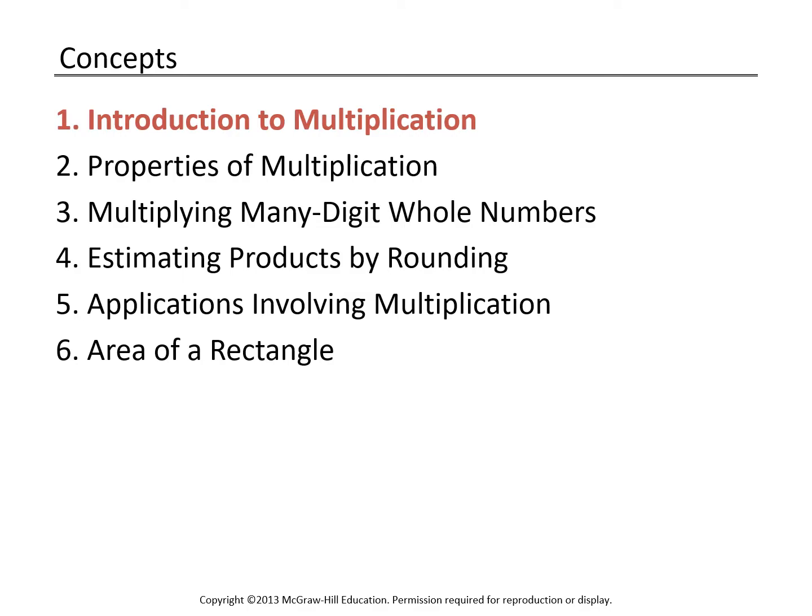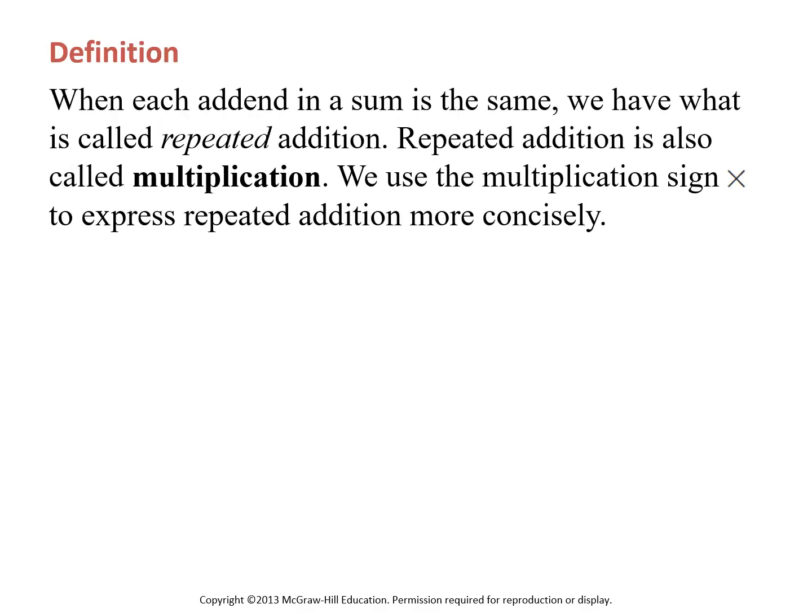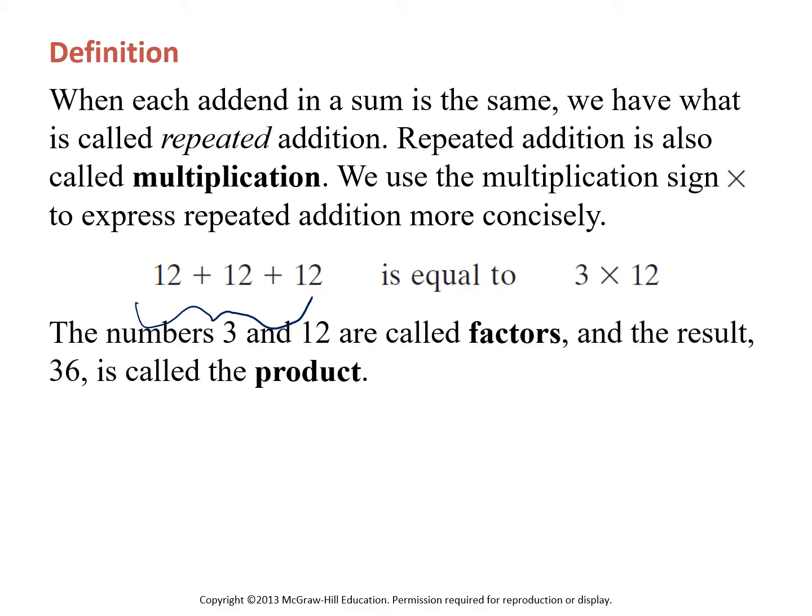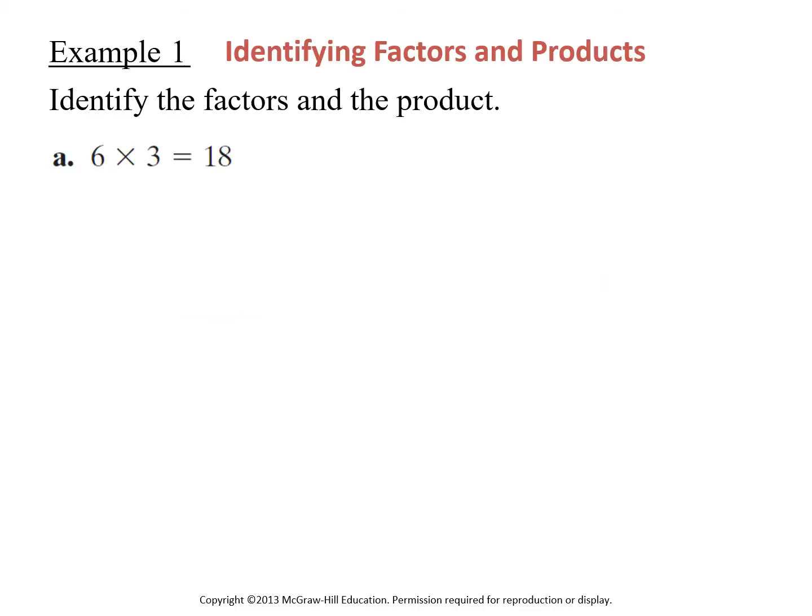We're looking at multiplication, and multiplication is a shortcut for repeated addition. So if we have 12 plus 12 plus 12, it's the same as saying we have 3 times 12. The numbers that we multiply together are called factors, so 3 and 12 are factors, and the answer is called the product, so 36 is the product.